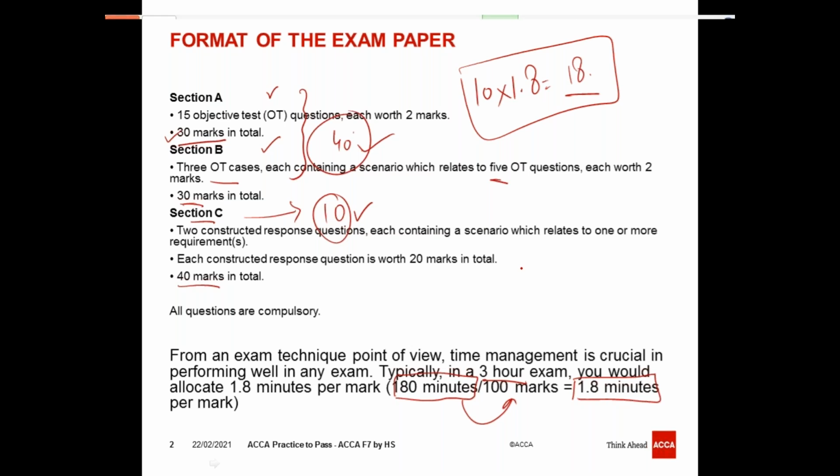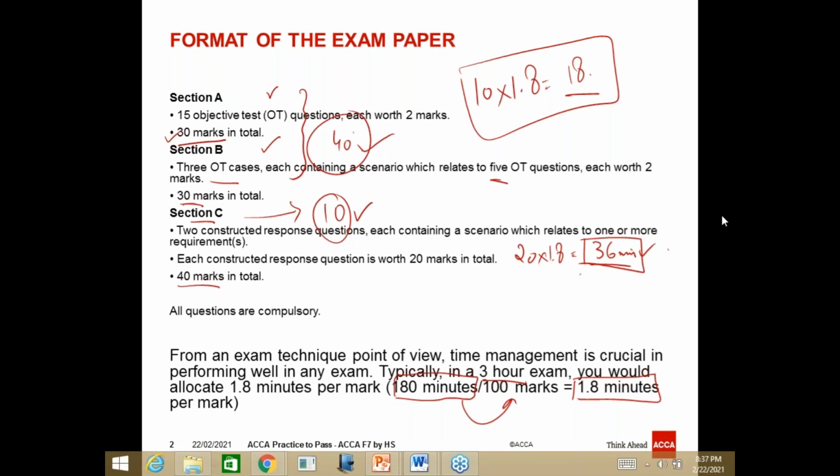For each constructed response question of 20 marks, the time you should take is 36 minutes. So you should be able to do the ratios question, the consolidation or final accounts question, or the cash flow question in 36 minutes. If you're spending more than 36 minutes on a section C question, that means you are missing the time of sections A and B. So time management is very important for this session.